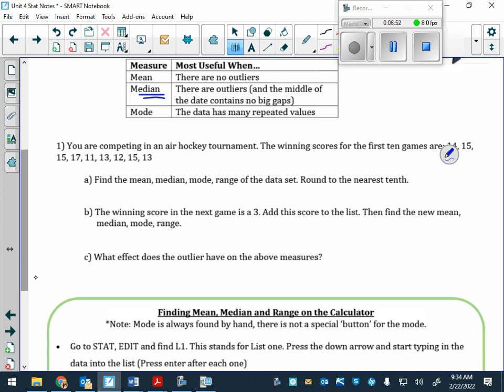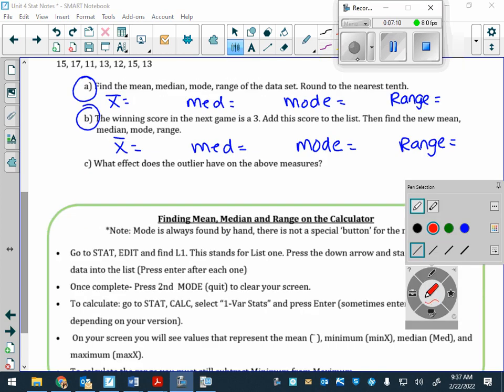Then the winning score in the next game is a 3. Add this score to the list and find the new median, mode, and range. Okay. So I want you to try A and B. Go ahead. All right. Let's go through A.